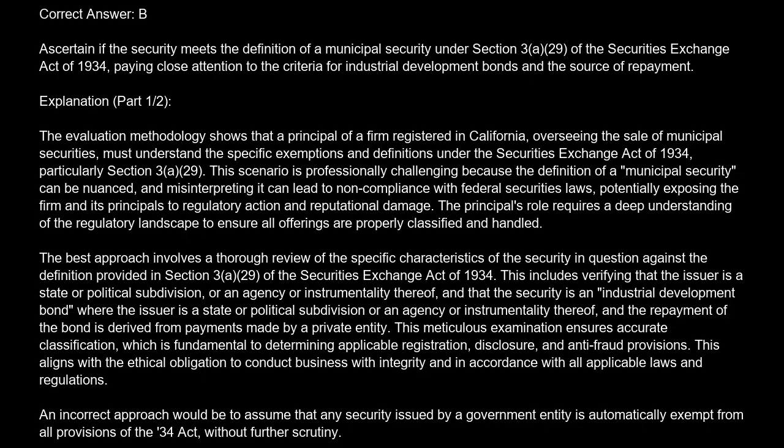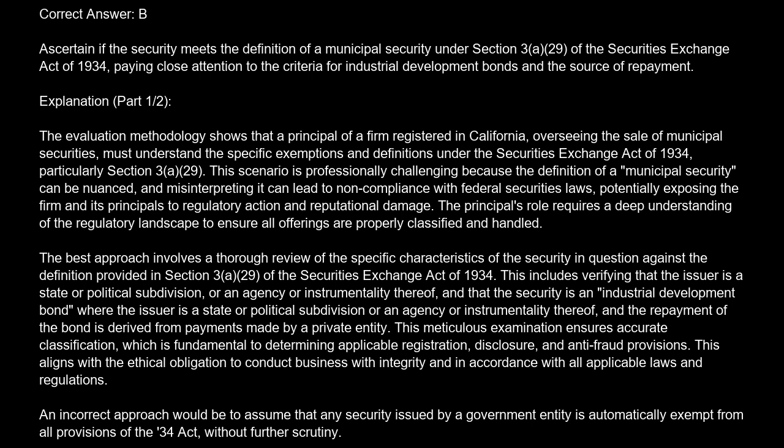The correct answer is B. Ascertain if the security meets the definition of a municipal security under Section 3(a)(29) of the Securities Exchange Act of 1934, paying close attention to the criteria for industrial development bonds and the source of repayment.